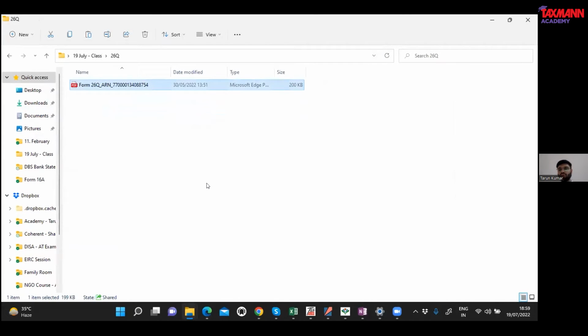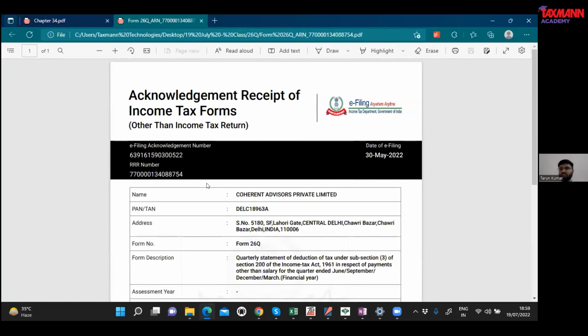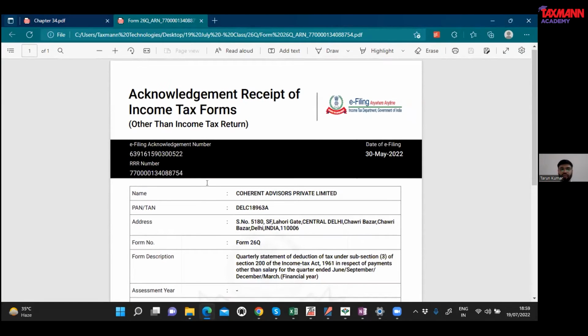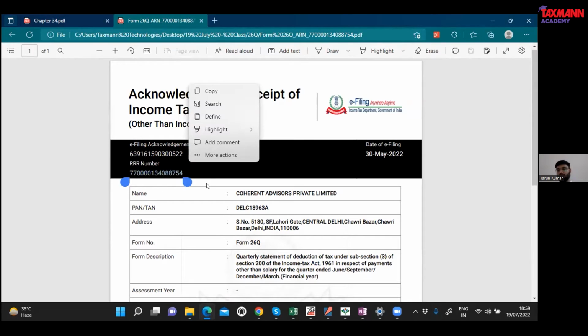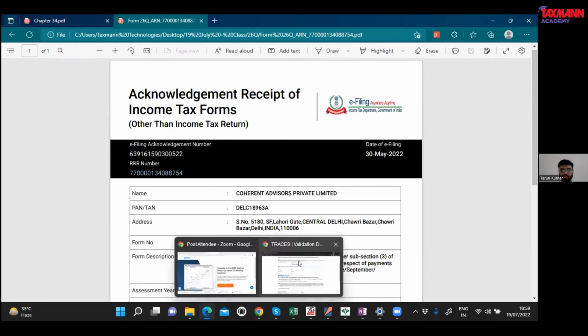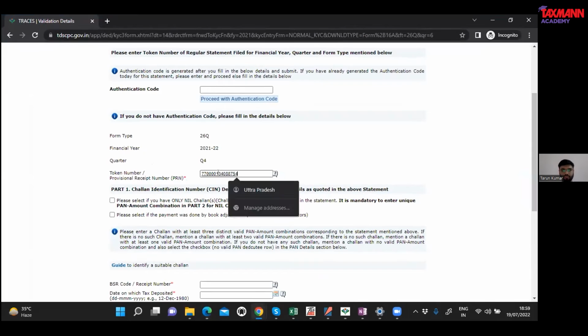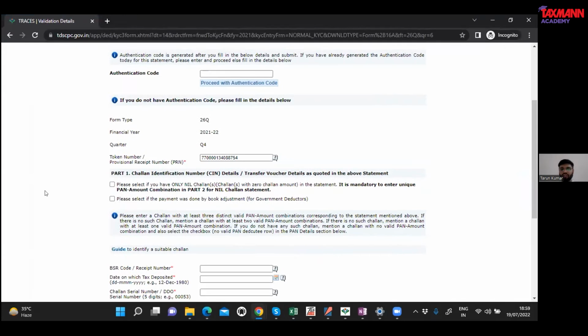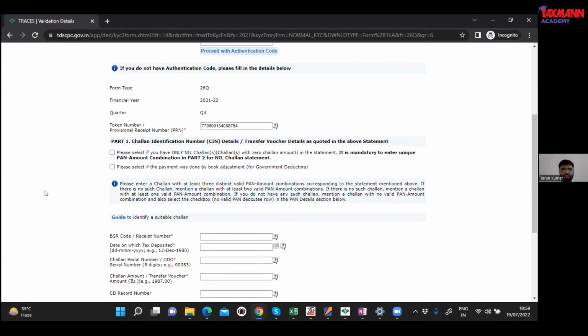So this is the form 26Q which we had submitted for the last quarter. This is the acknowledgement of that form, right? Here you can see that number, that receipt number, RR number. That number needs to be filled in here. Okay. I'll just copy it from here. So that is the number you need to fill in for submitting the request through the normal KYC process.